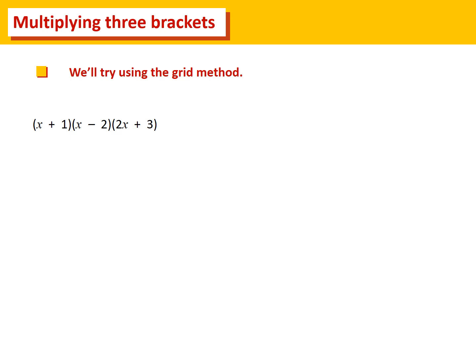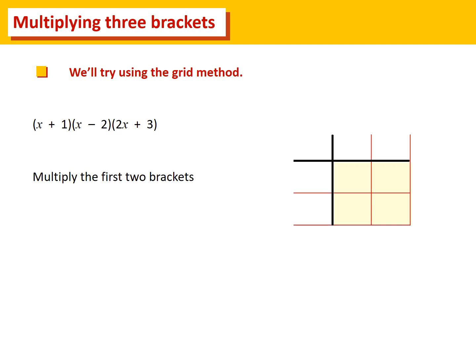So just one more example. Multiply out the first two brackets. So that was x plus 1 multiplied by x subtract 2. I hope this is a little bit familiar to you now. X times x, x squared. X times 1 plus x. And on the bottom row, minus 2 times x, minus 2x. And then minus 2 times plus 1 is minus 2.